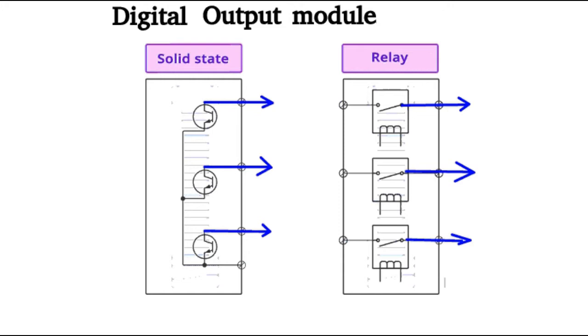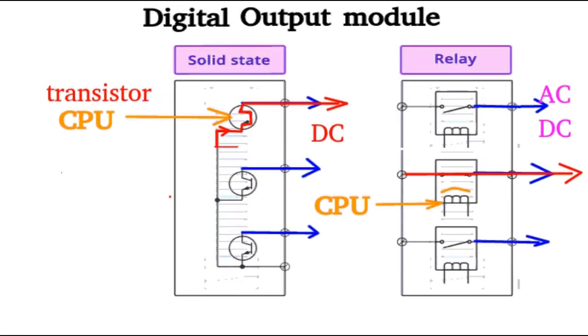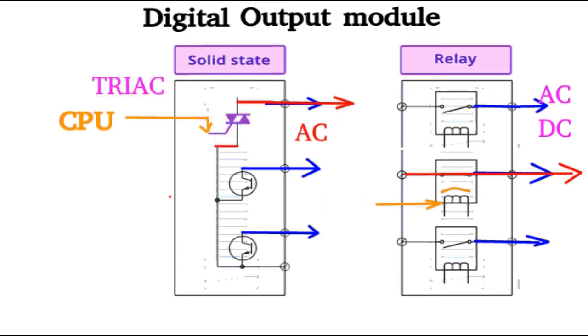Now, strictly speaking of digital output modules, there are two types, the solid state and the relay type. Either one does the same job. When the CPU sends a trigger signal, they just conduct. In this case, the solid state device uses a transistor, so therefore it can only control DC currents. But if it was a triac type, it could conduct AC. On the right, relays can conduct either AC or DC.